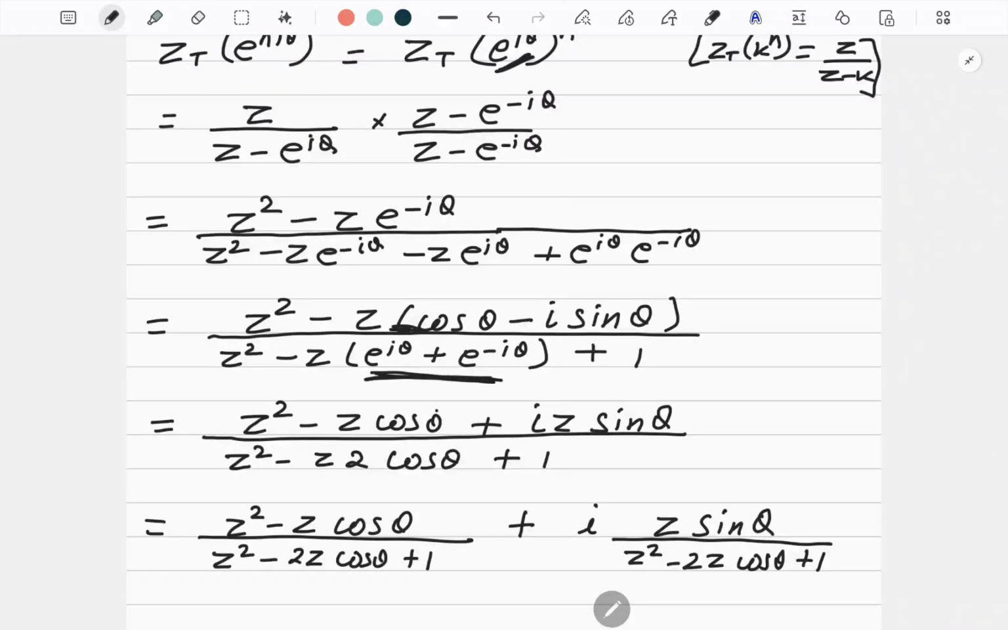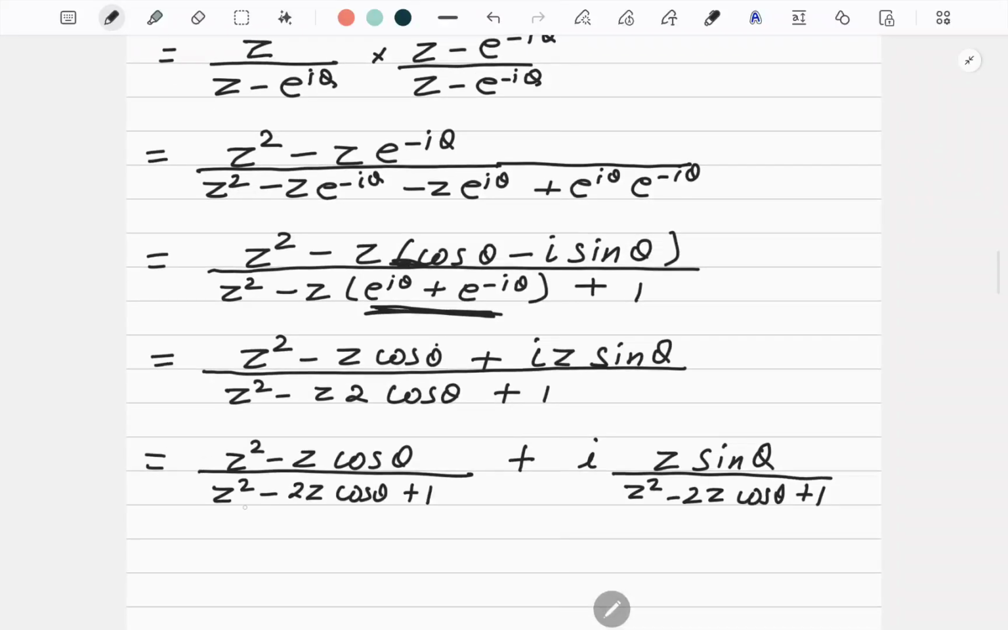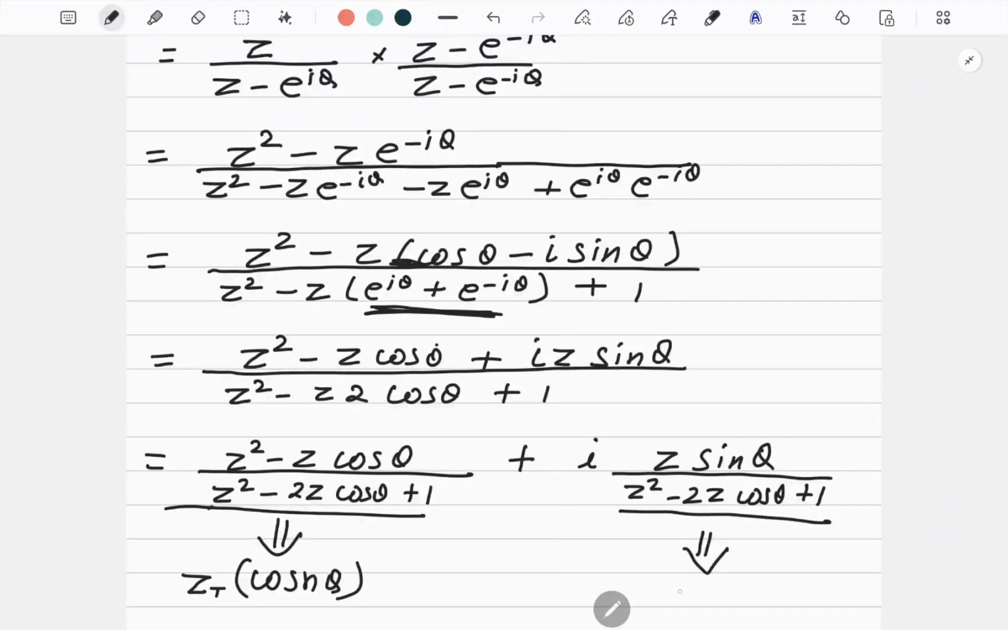Now students, tell me one thing. I started with the z transform of this thing, and I told you this means cos n theta plus i sin n theta. So what is the real part of this? The real part is this first part and the imaginary part is this. So this is nothing but the z transform of cos n theta, and this is nothing but the z transform of sin n theta.